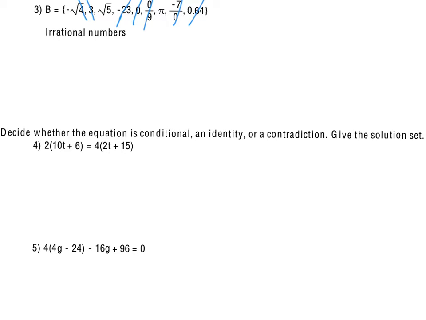You may remember this style of question from the quizzes. Again, there's a few different things we want to do here. We need to, first of all, just determine whether the equation is conditional, an identity, or a contradiction. But also don't forget to give the solution set. In order to get started on number 4 here, we would distribute the 2. We get 20t plus 12 equals 8t plus 60.